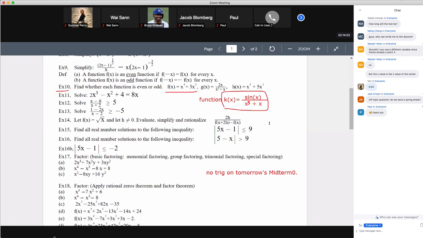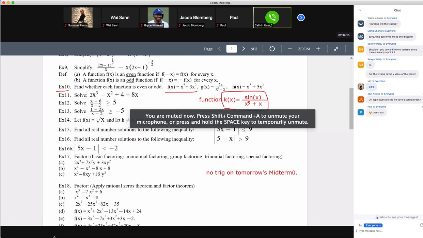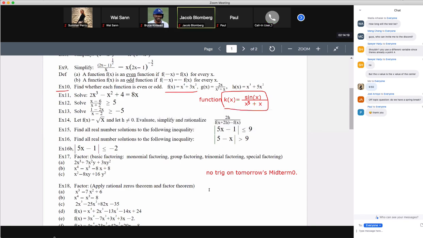Okay, thank you. Now, how do you show that they're not even or not odd? Well, maybe I'll show you, okay? And then, can a function be even and odd at the same time? Do you think a function can be even and odd at the same time?